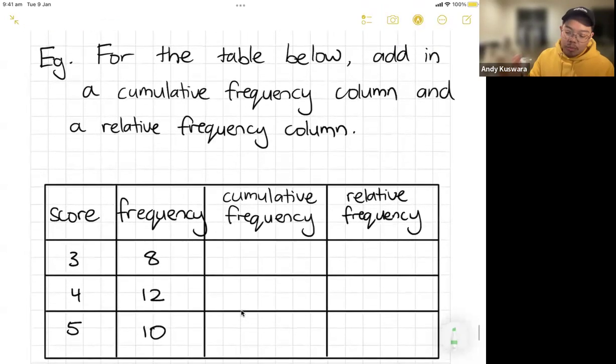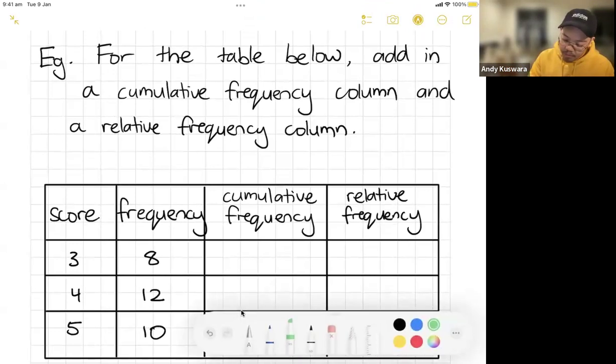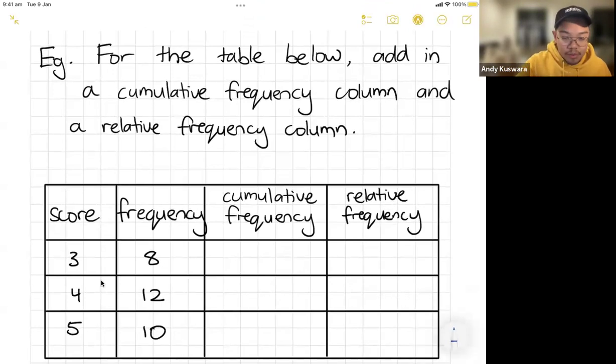It says for the table below, we want to add in a cumulative frequency column and a relative frequency column as well. So what this table means so far, we're used to our score and frequency, our X and F. Sometimes for cumulative frequency, we call that CF. And for relative frequency, we don't often call it RF, but I'll put it in there just in case. So it's saying that the score 3 comes up 8 times, the score 4 comes up 12 times, and the score 5 comes up 10 times.